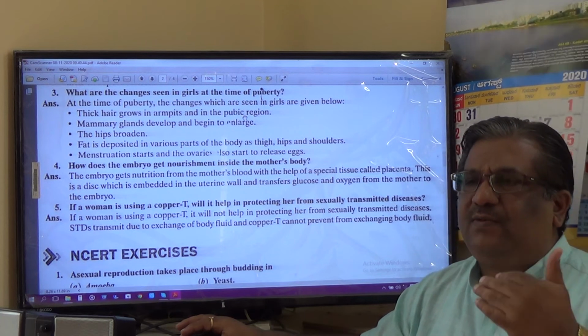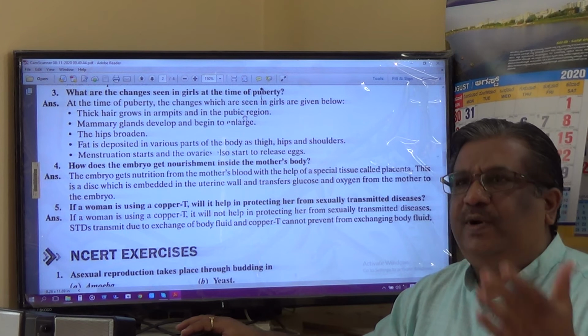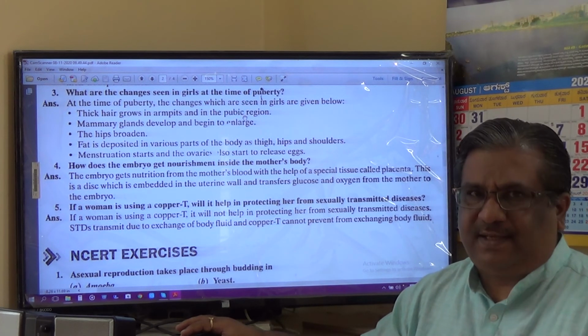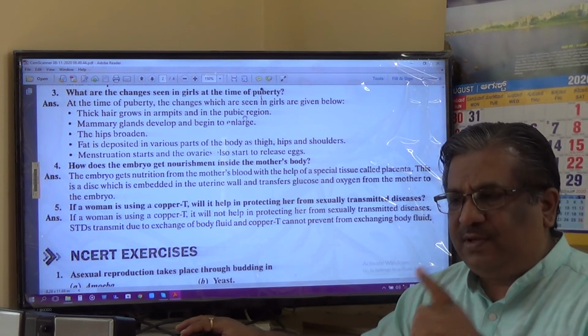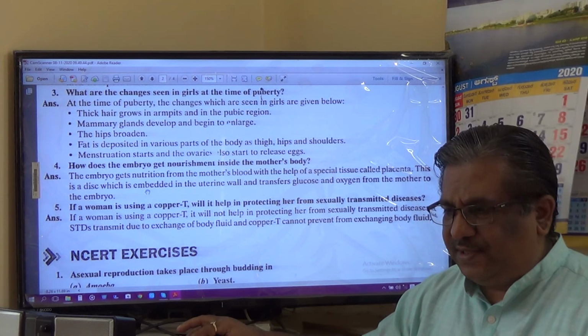I had asked also in my PPT to note down common changes that are common to the girls, common to both boys and girls, and different to both boys and girls. So you have to read that one, because one question can appear from that one. So read yourself the answer for this.